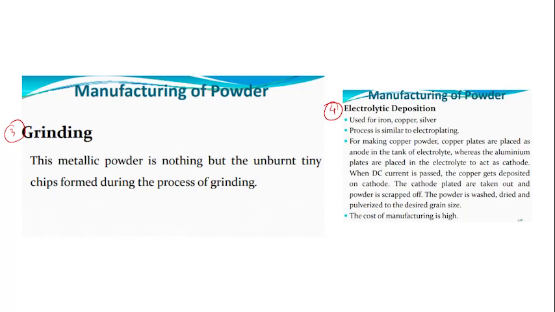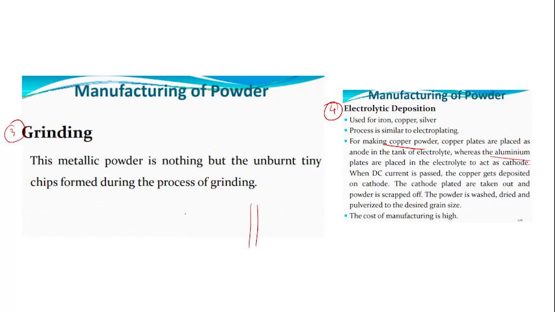Okay. Next process is electrolytic deposition. This is used for iron and copper. This is the same as electroplating. What we do in electroplating, there will be one anode which will be deposited on the cathode material. Same process in this also. Suppose we are making a copper powder. There will be copper plates placed in a tank of electrolyte as an anode. And there will be another metal used as a cathode material, that is aluminum. When we pass the DC current, the copper will be deposited on the cathode material.